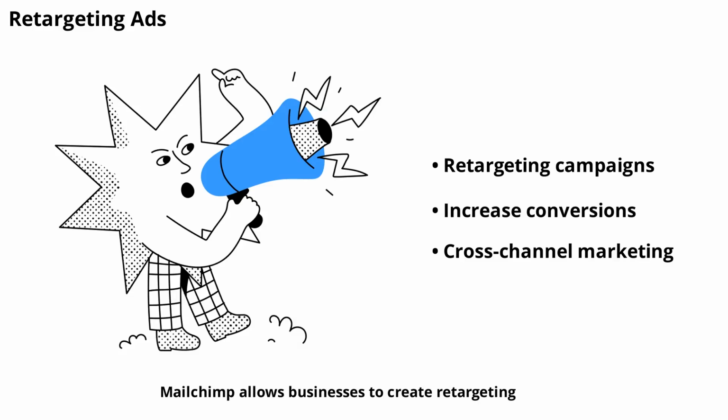Mailchimp allows businesses to create retargeting ads on platforms like Facebook and Instagram. These ads reach people who have interacted with your business before, reminding them of your products or services. Retargeting helps increase conversions by keeping your brand top of mind for potential customers.